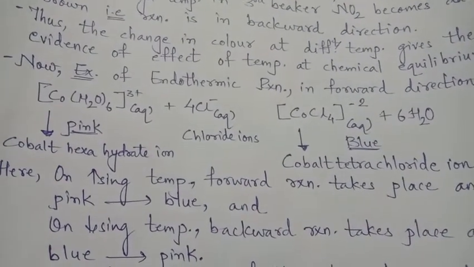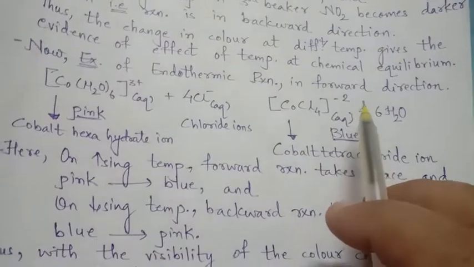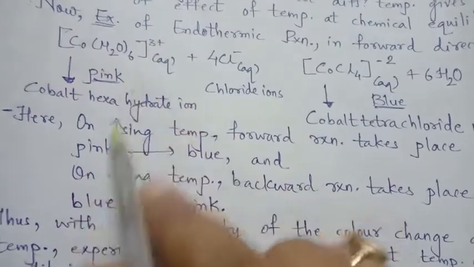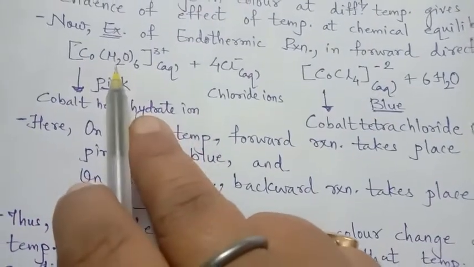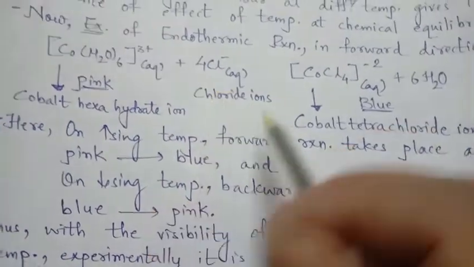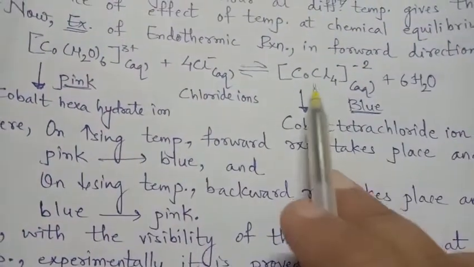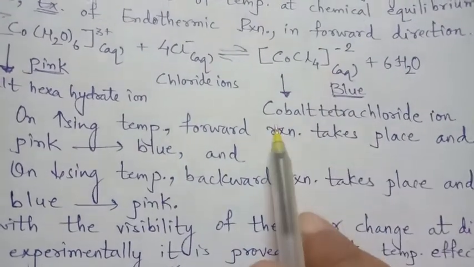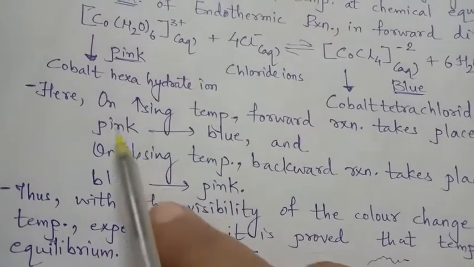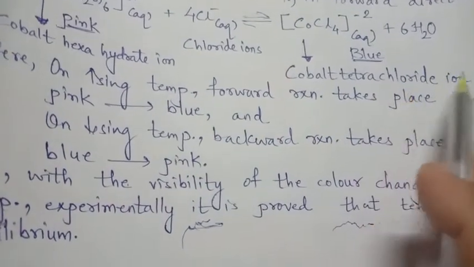Now one more example of an endothermic reaction, where the reaction is in the forward direction. Cobalt hexahydrate ion, pink in color, when it reacts with chloride ions, that is, when equilibrium is attained, gives cobalt tetrachloride ion and water molecules. Cobalt hexahydrate ion, cobalt tetrachloride ion.